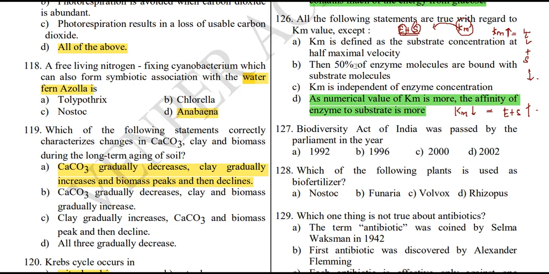And mostly 50% of the molecules of enzymes are bound to the substrate. Km is defined as the substrate concentration at half of Vmax, 1 by V max. Yes. So this is also correct. So the last one is going to be wrong.